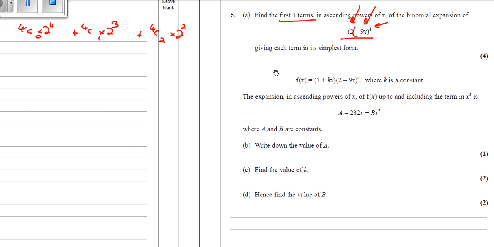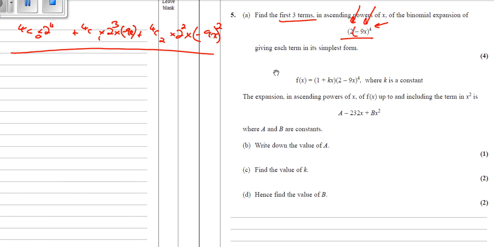So we skip the first one. The next one is times minus 9x, and we put that in brackets. Then we times minus 9x, brackets, squared. And that is what we're looking for in terms of the workings. And then we've got to simplify everything.